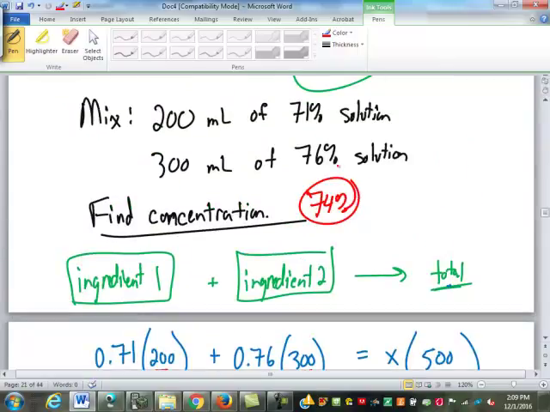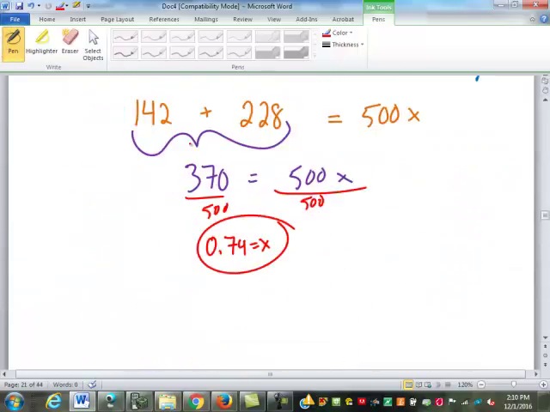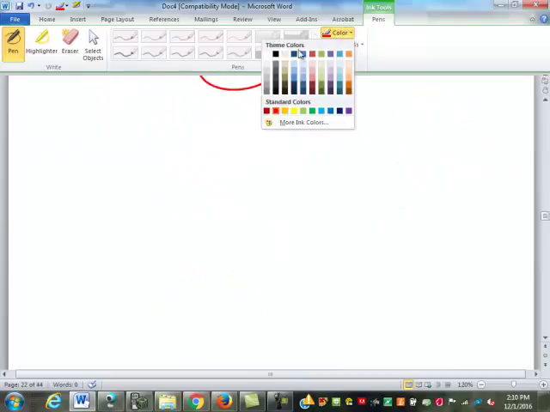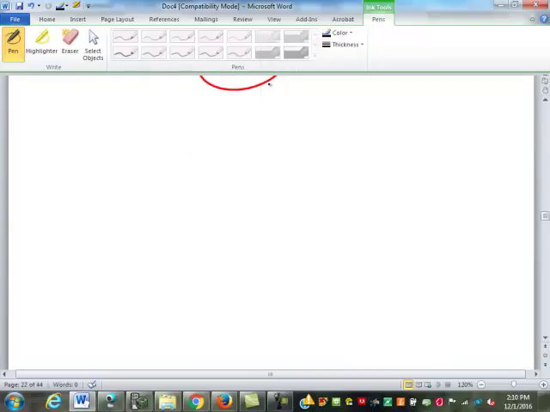Now, I had a student in one of my other classes ask, can't you just take the percents and average them together? If I averaged 71 and 76, I would get 74.5%. The only way you can average them is if the two amounts are equal. But the amounts aren't equal here. So if it is a problem with equal amounts, then you just average them, that would be fine. It's going to be right between them.